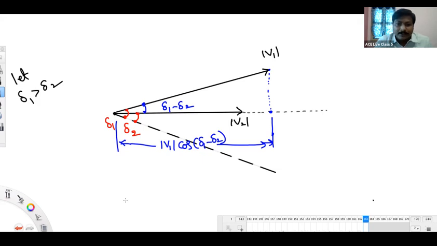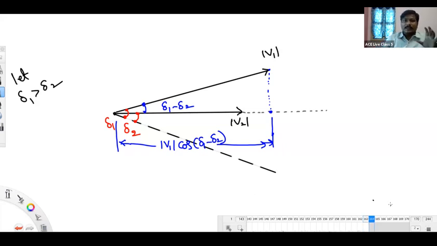What is V2 referred onto V1? V2 cosine of the angle gap. So that comparison with V1 will decide whether bus 1 is delivering or absorbing the reactive power. Okay, next thing. Let's continue.